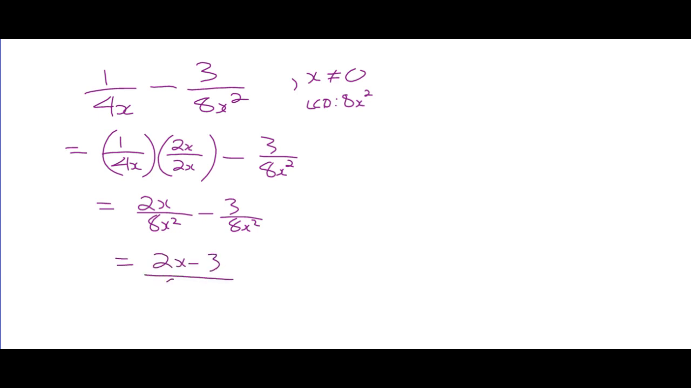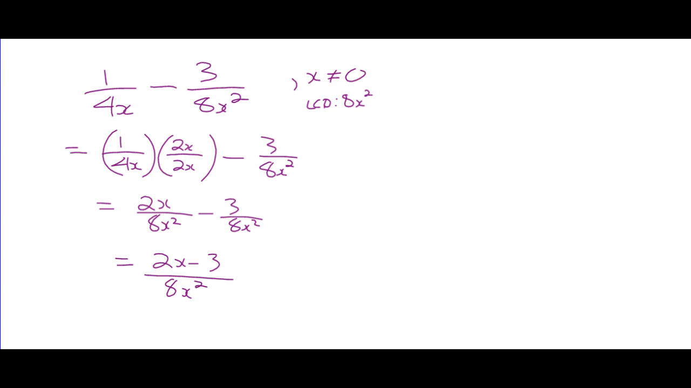And now that they have a common denominator of 8x squared, I only need to write it once. And the expression is 2x minus 3 over 8x squared. 4, 5.